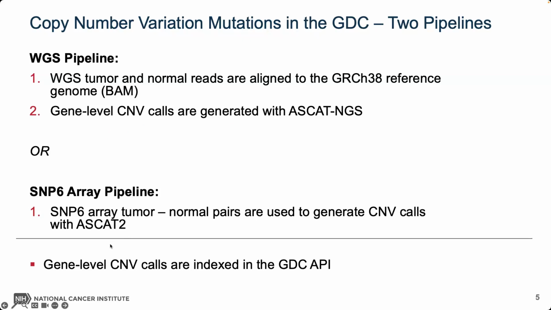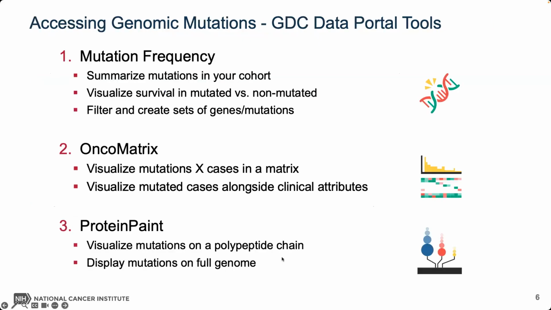After either of these is generated, the gene level CNV calls are indexed in the GDC API the same way the simple somatic mutation ones are. So yeah, let's get on to the actual data portal tools.